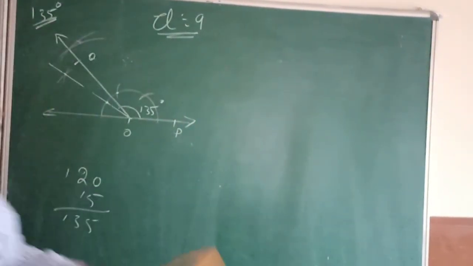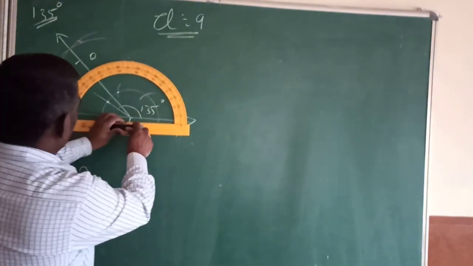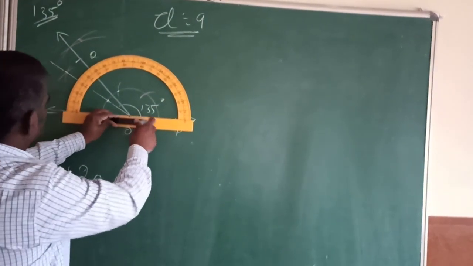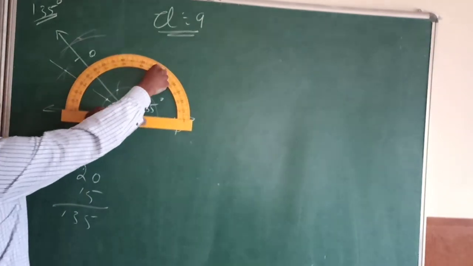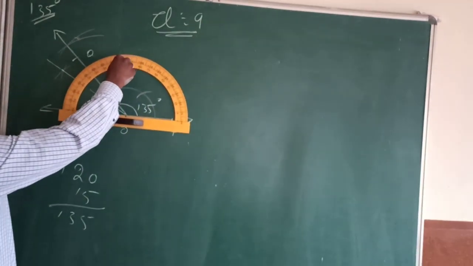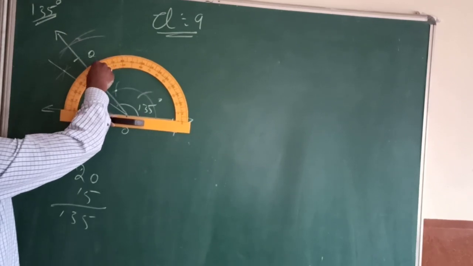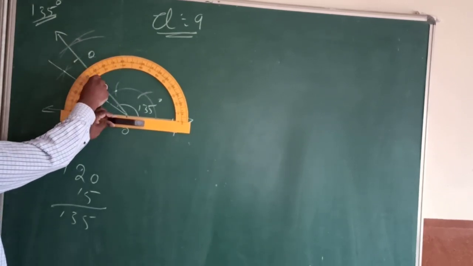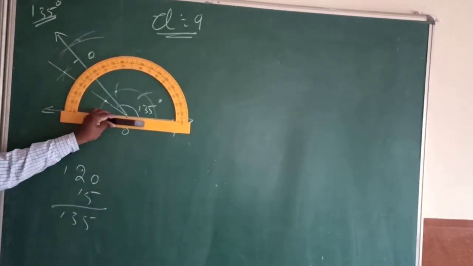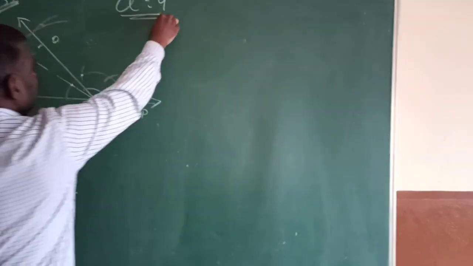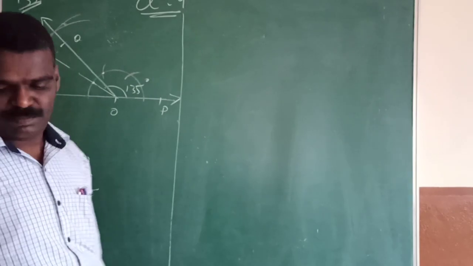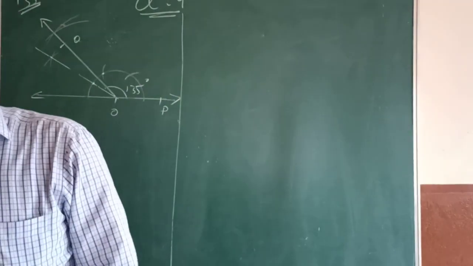You can also check with your protractor. You know how to measure. Yes. 0, 10, 20, 30, 40, 50, 60, 70, 80, 90, 100, 110, 120, 130, 140, middle, 130. Right? So it's correct. Our answer is correct. Now, the last question.